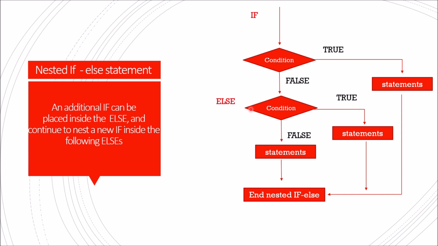So it's false, but how about this? If this other condition is true or false? And so you can nest inside the else body as many new ifs or conditions as you want. So let's do a practice code to understand it more clearly.